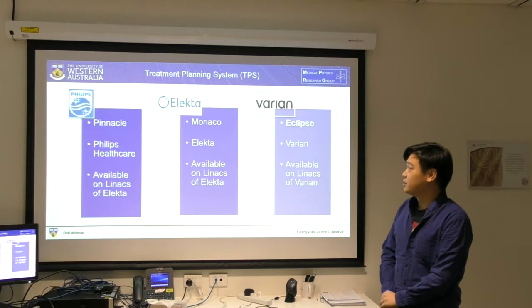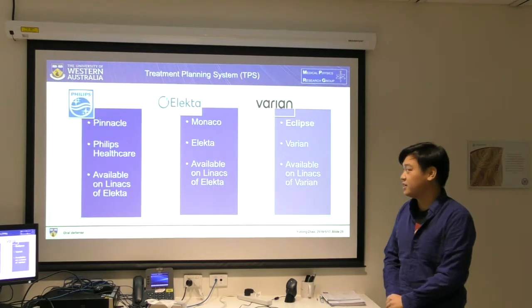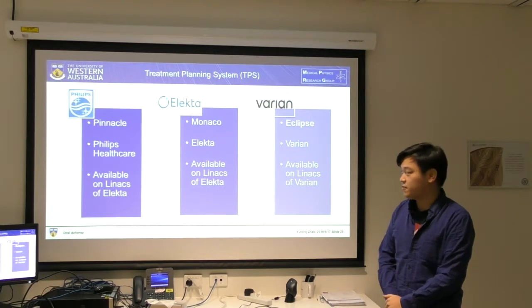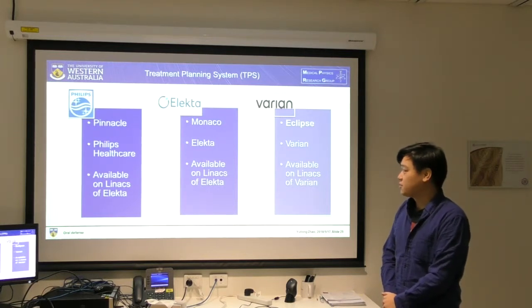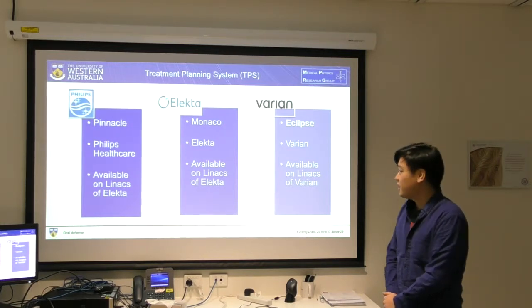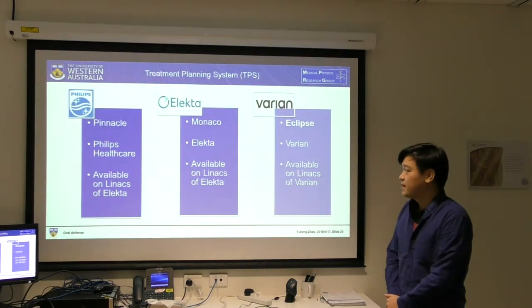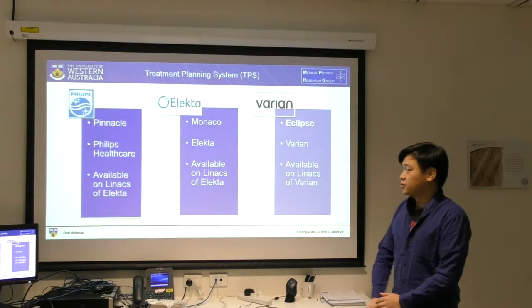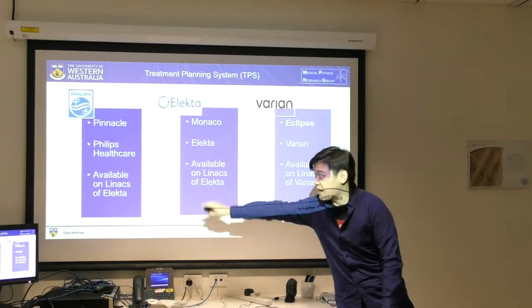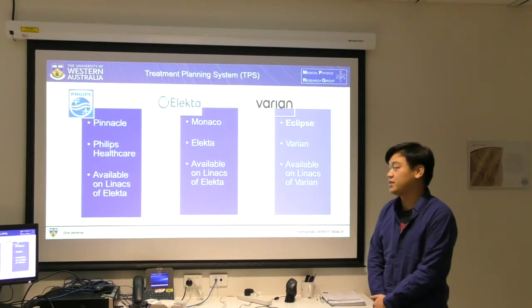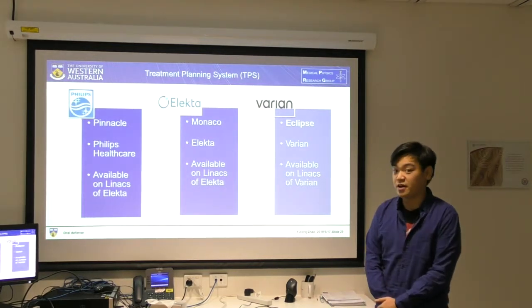Okay, so for the treatment planning system, there are basically 3 treatment planning systems. One is called Pinnacle, developed by Philips Healthcare. Another one is called Monaco, developed by Elekta. And the third one is called Eclipse, developed by Varian. In this project, we're going to choose these 2 TPS, Pinnacle and Monaco, since these 2 are available on the Linux of Elekta.